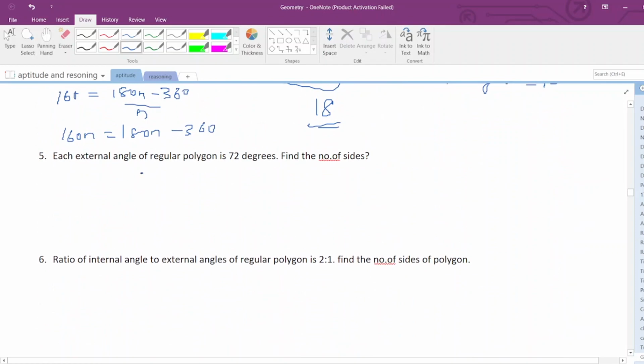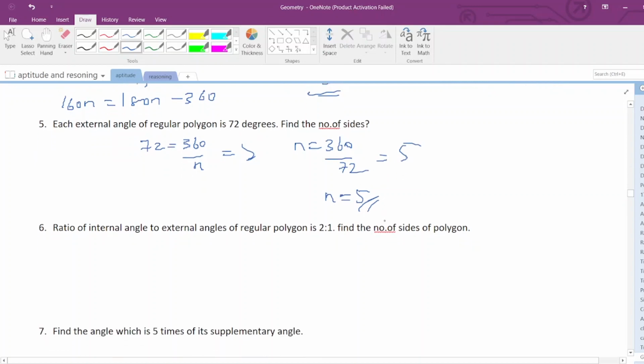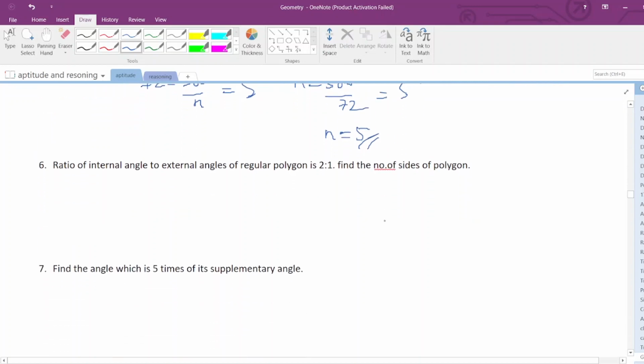So each external angle, which means 72 is equal to 360 by n, which means n is equal to 360 by 72. 72 ones 72, 72 twos 144, right? 72 144, 144 288, and 5 times. So n is equal to 5. Number of sides will be 5. Hope it's clear. So in this way you should use this formula.